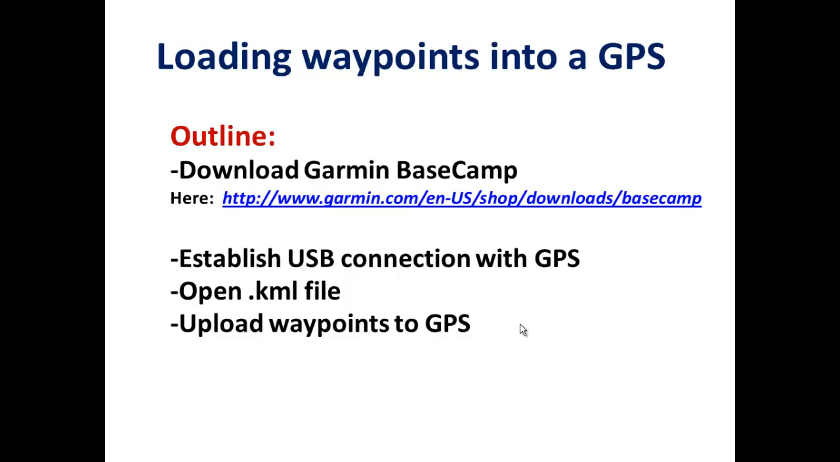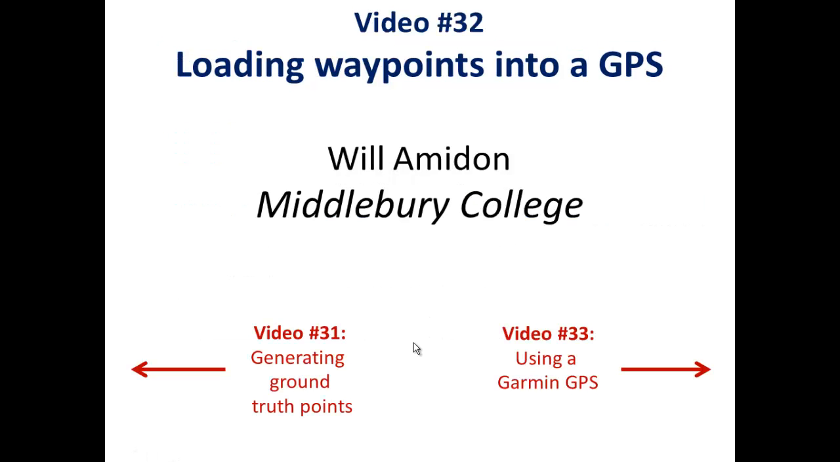So to review, in this video, we learned how to use Garmin Basecamp. We learned how to establish a USB connection. We opened the KML file in Basecamp, and then we uploaded the waypoints to our GPS. You should now be able to disconnect your GPS and turn it off. And please join us for the next video, where we'll give you a lot more pointers about how to actually use a Garmin GPS to navigate to a waypoint.